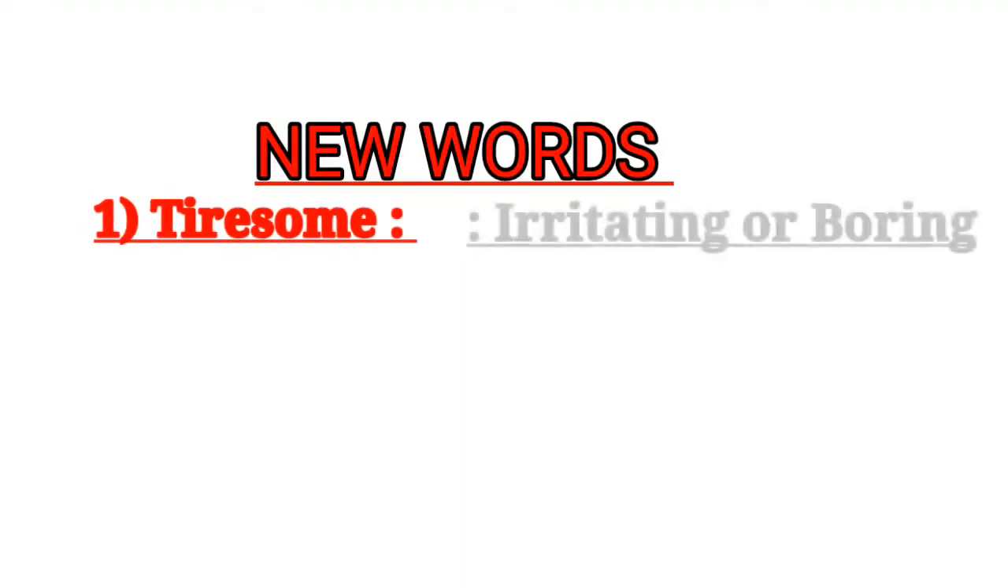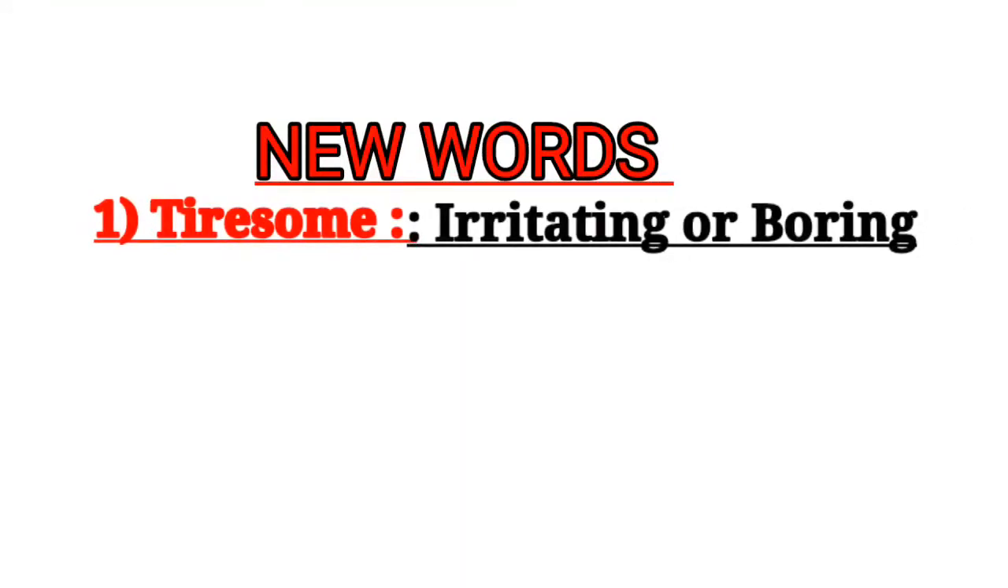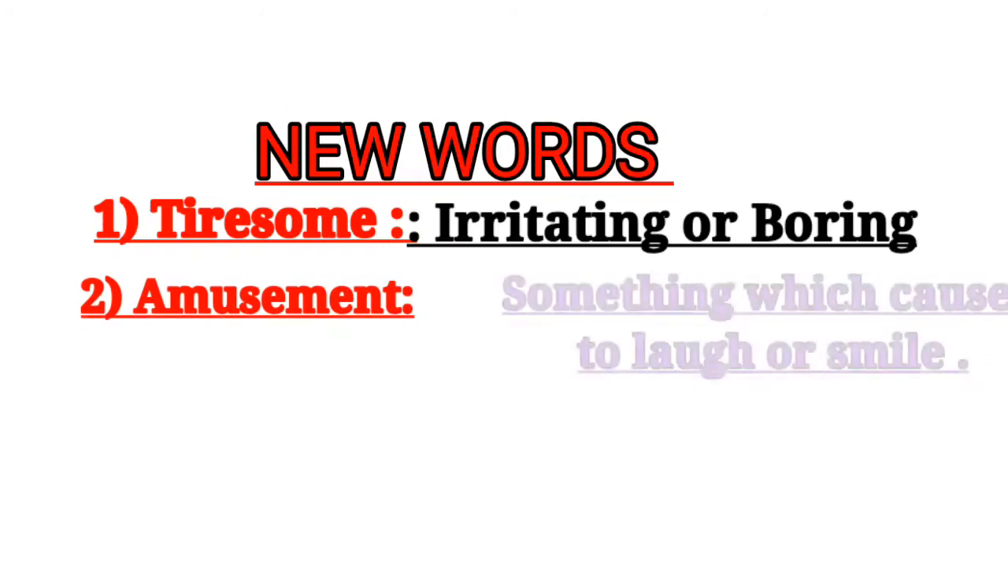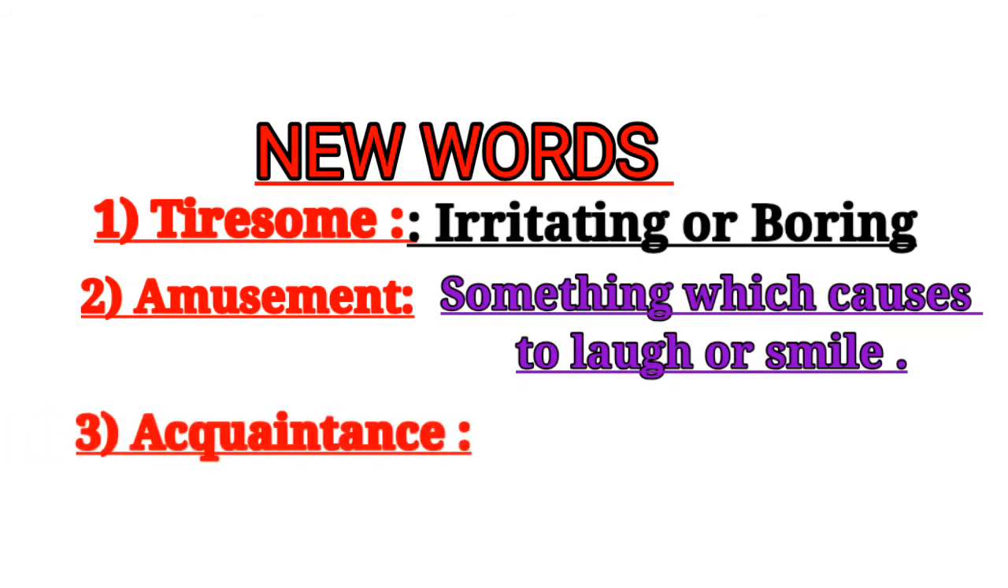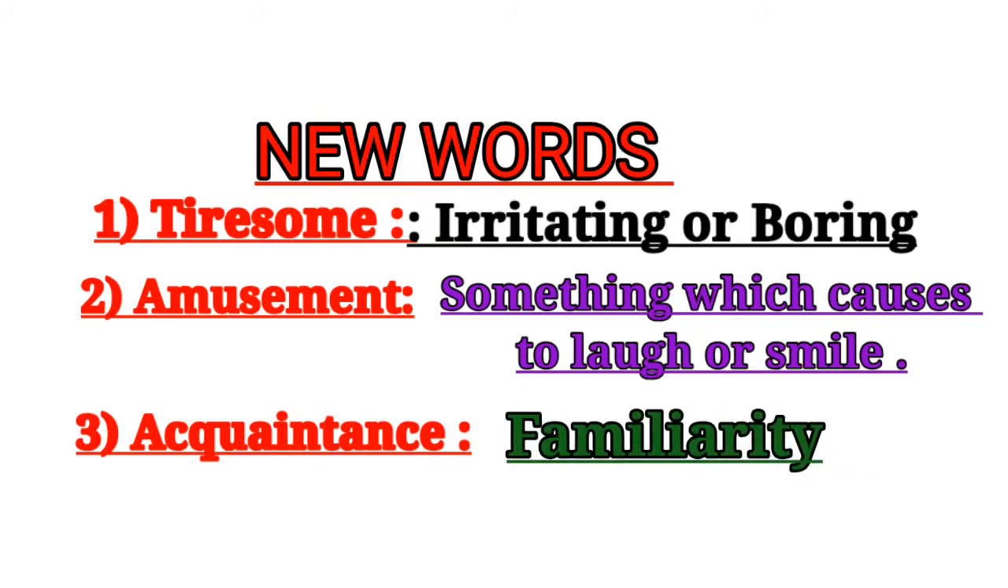Now students, let us discuss the new words from the story. These are some of the very important words that we come across in the story. The first one is tiresome, which means irritating or boring. Another word is amusement, which means something which causes you to laugh or smile. Another word is acquaintance, which means familiarity.